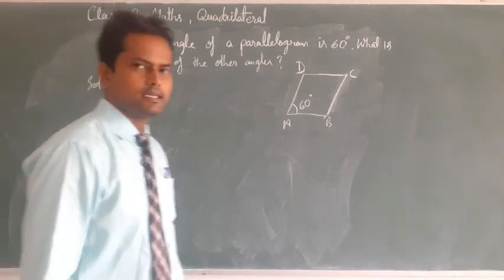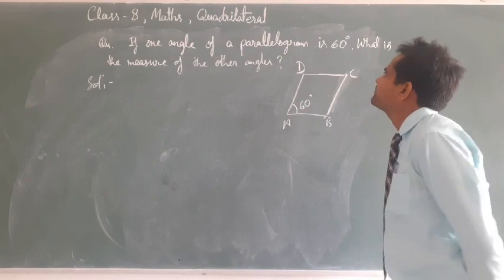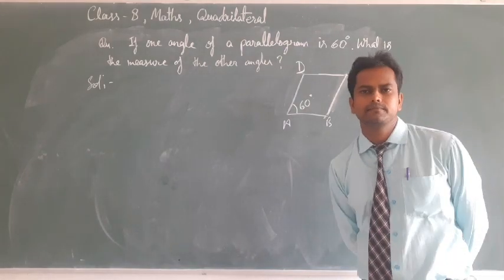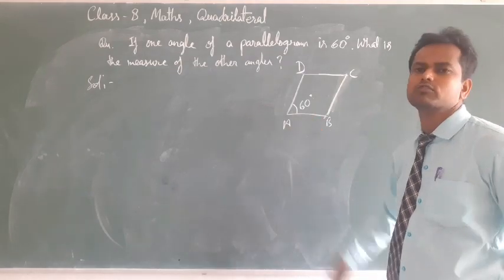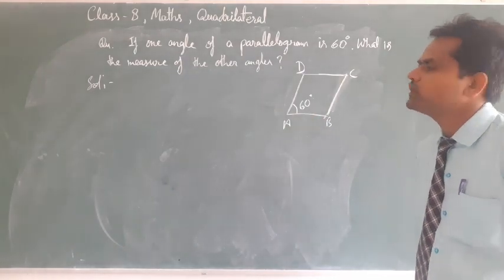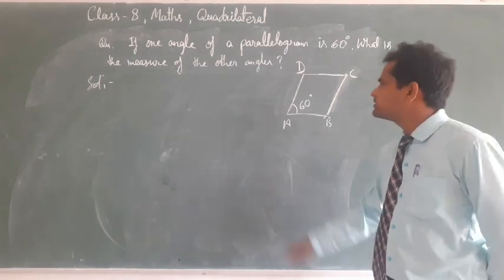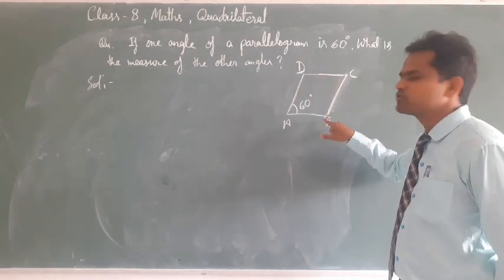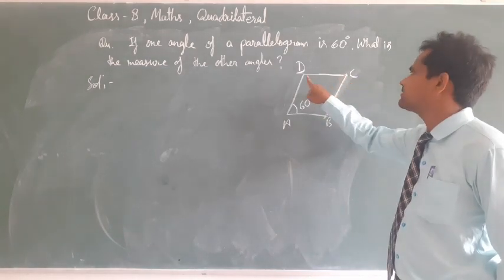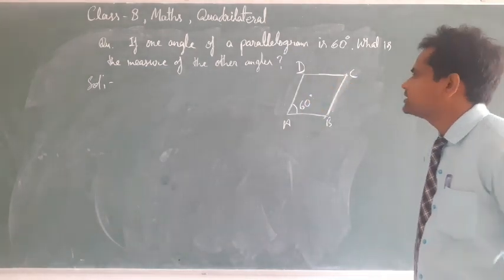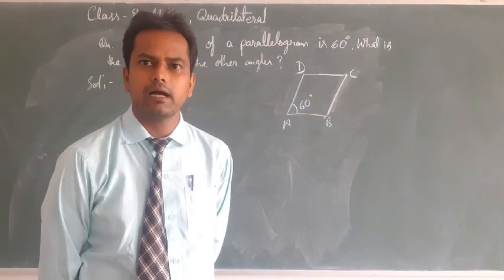Now we will see an example. If one angle of a parallelogram is 60 degrees, there is a parallelogram in which angle A is equal to 60 degrees, and you have to find out the value of the remaining angles. You have to find out the value of angle B, the value of angle C and the value of angle D. So in a parallelogram, the properties of a parallelogram I have told you.